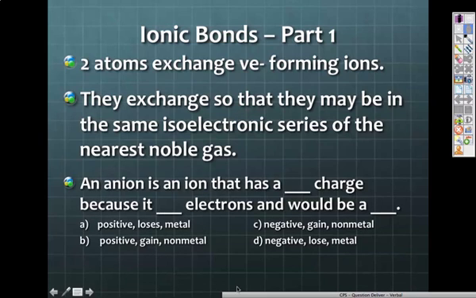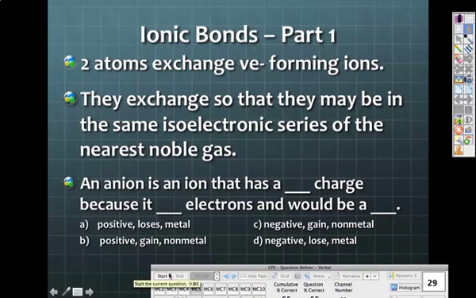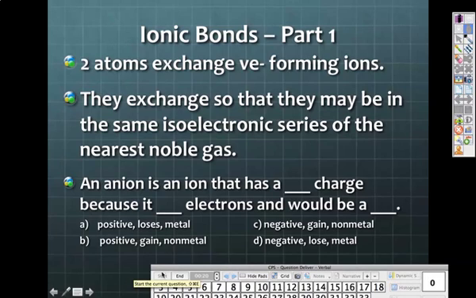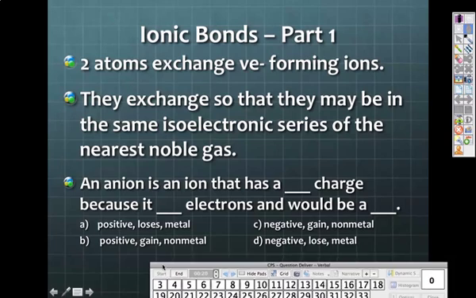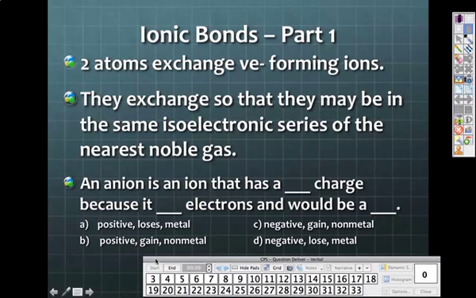Okay, here's another question for you. When we're talking about anions, what type of charge will it have, positive or negative? And is that because it gains or loses electrons? And would it be a metal or a non-metal that we're talking about?